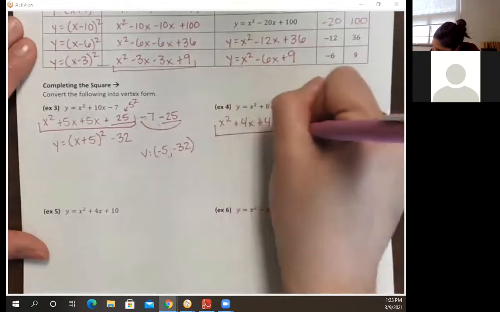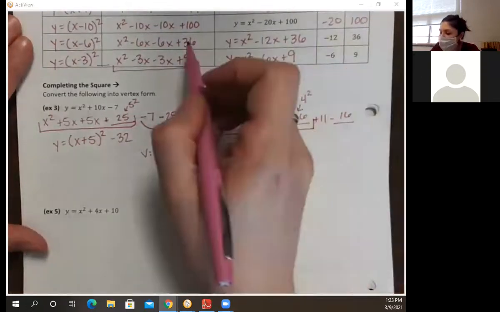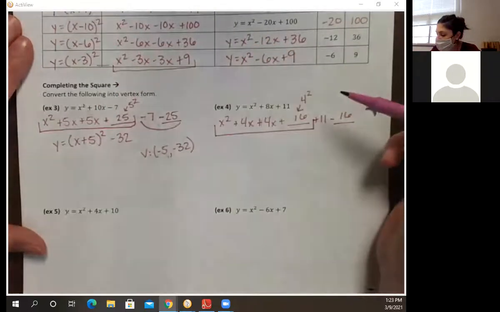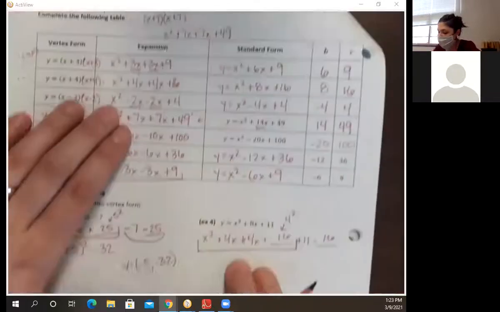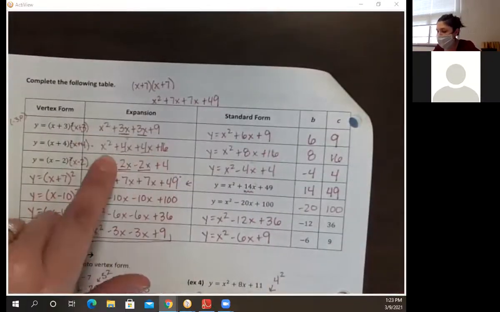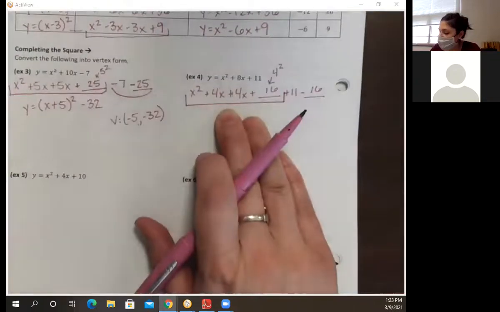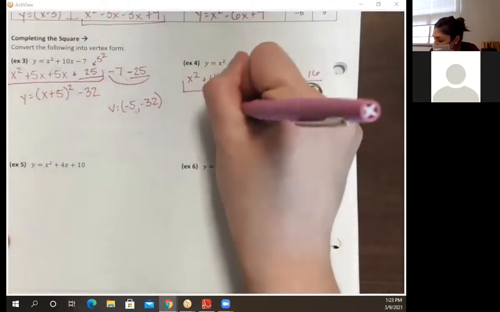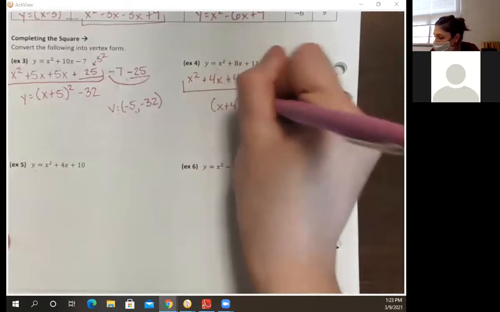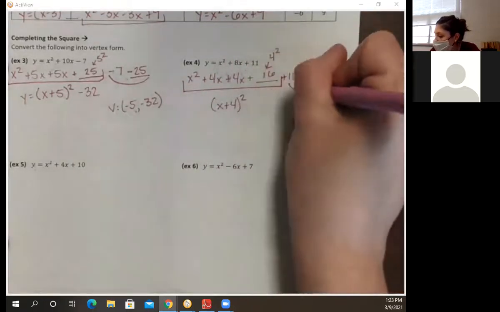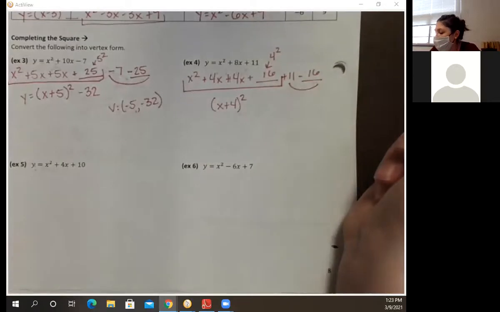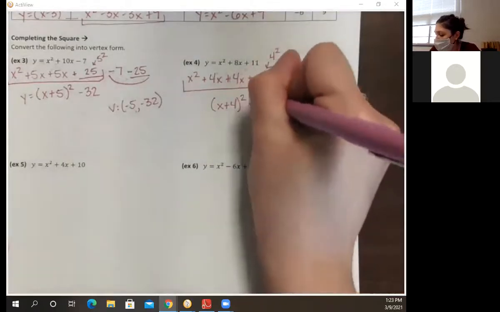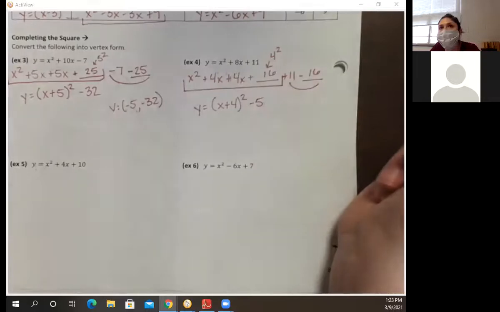Now this part follows the same format as what we had up here and is actually right there, right, with our 4s and our 16. So this part would become x plus 4 squared. And then we combine our like terms at the end. 11 minus 16 would be negative 5. So there's our vertex form for our function.